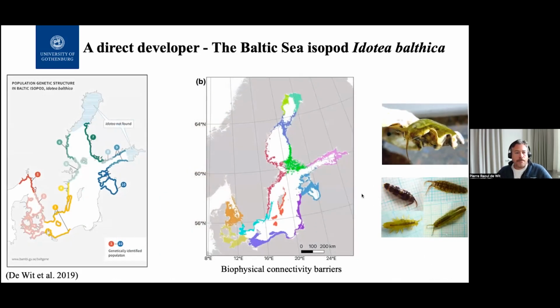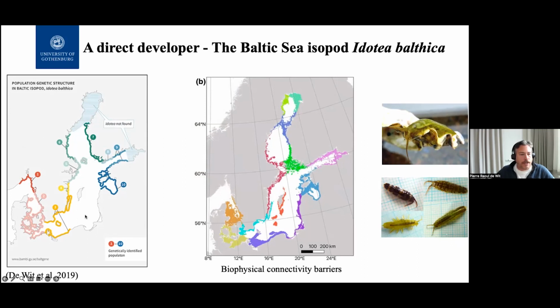If we now compare with another species that does not have larvae that swim around, and here we use the Baltic Sea isopod, Idotea baltica, as an example. These bear live young, they brood them, they carry them on their bellies and release them as little babies. So there's no swimming with the currents very much. Here we see a much stronger structure.